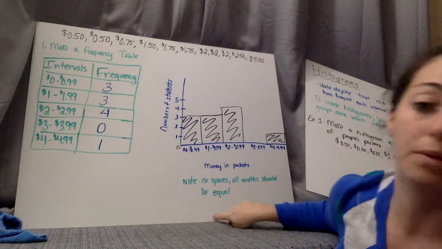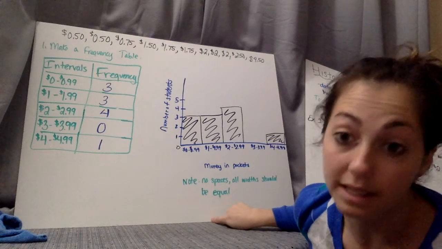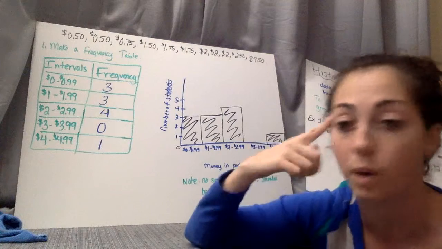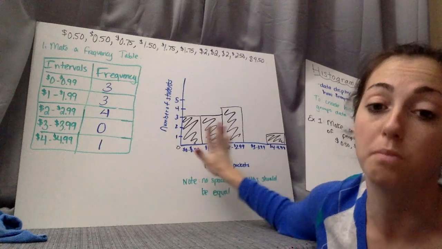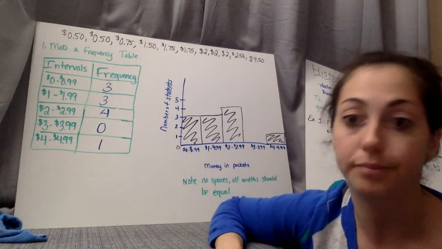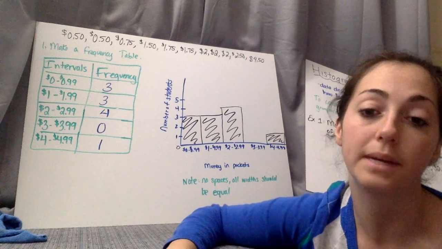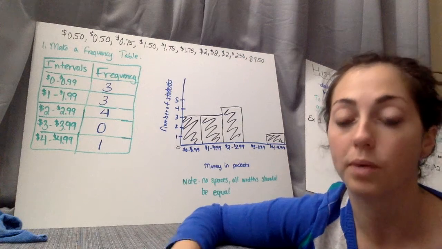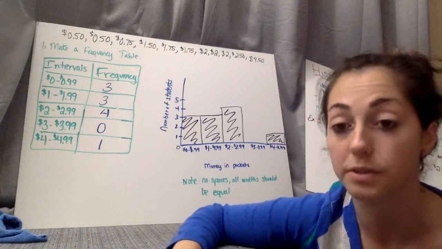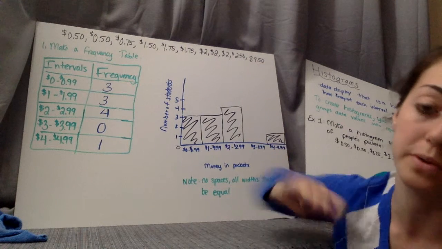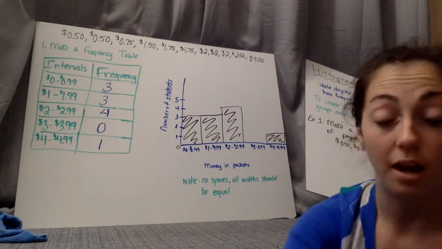All widths should be equal. It would actually be biased if you had a skinny width here and a bigger width here, because then our brains think, okay, this must be more, since it is wider. So try to keep all widths the same, and have no spaces. This is not a space. This represents 0 students that have that dollar amount. All right, cool.